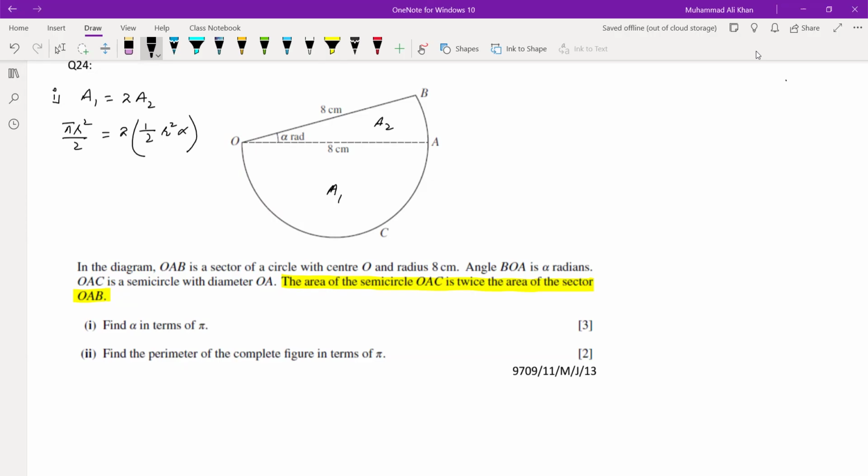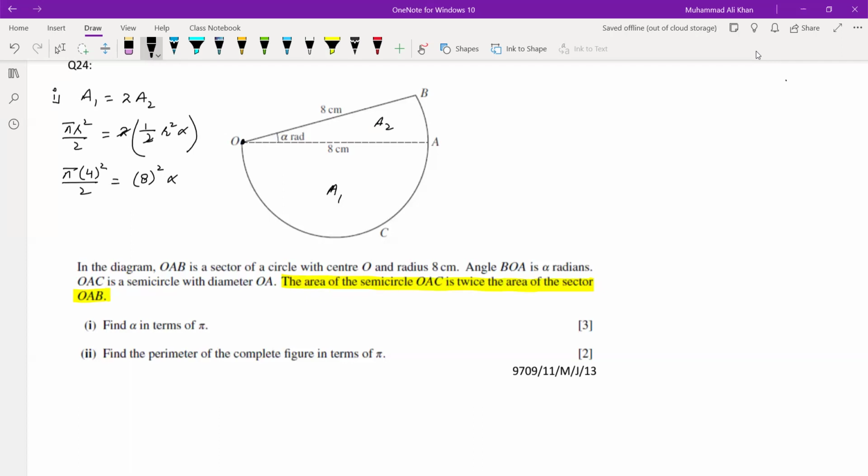Now listen, here is pi. The radius of the semicircle is half of 8, which is 4, divided by 2, equals to 2 and 2 cancel out. The radius of this sector is 8, and then alpha here. Radius is 8 only, right? Where is pi? Radius is 8 only. Okay. The radius of the sector with center O is 8, right?